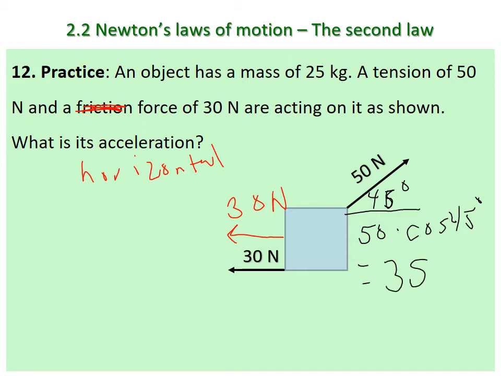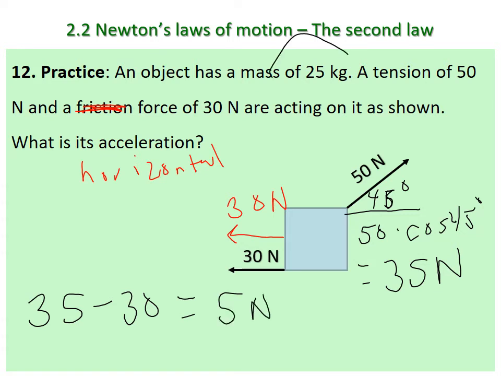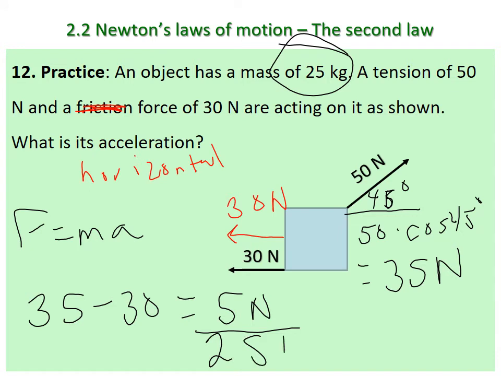This is around 35 newtons. So I just want the horizontal acceleration. 35 minus 30 gives me the net horizontal force, that's 5 newtons. The mass of the object is 25 kilograms, and from Newton's second law, F equals m times a. The acceleration is the net force divided by the mass. The net force is 5. The mass is 25 kilograms. 5 over 25 is 0.2 meters per second squared.